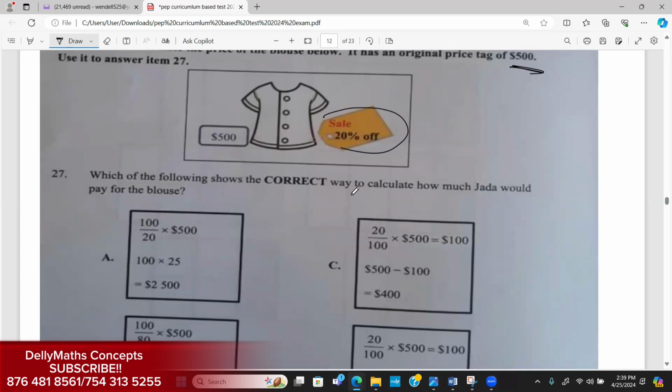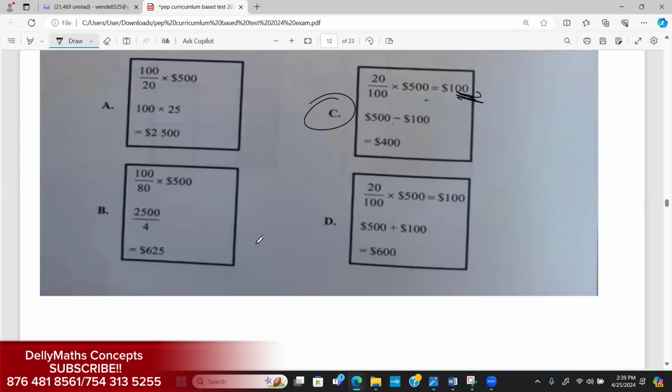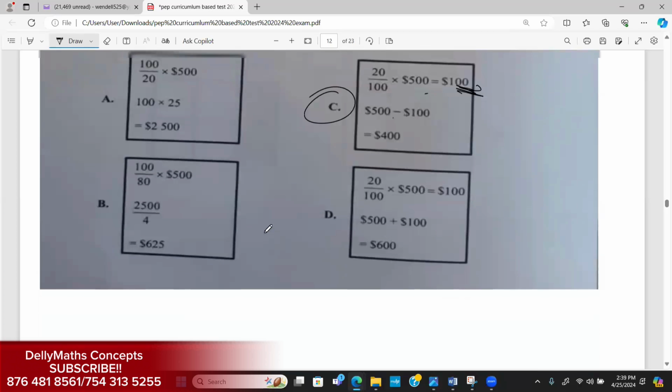All right, so in other words, you're looking for how much she's going to pay when she gets that special offer off. I like C, so I'm just going to nail C, because you see we're finding 20%, which is $100, and then you subtract it. So the person will really pay 400, understand? And that's what we're talking about. I will not even look at the others, because this is already correct.